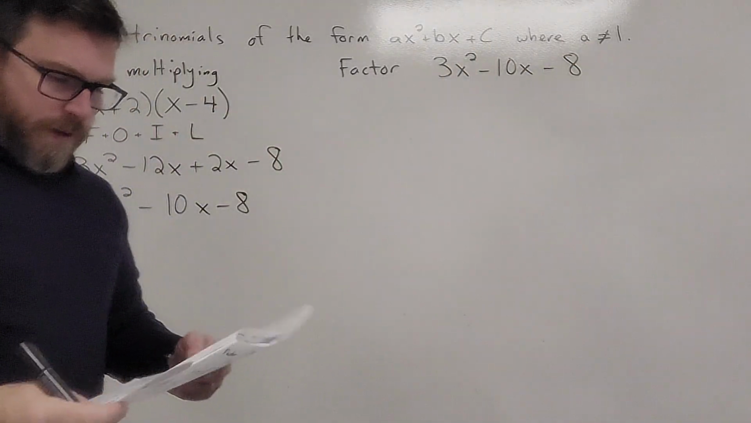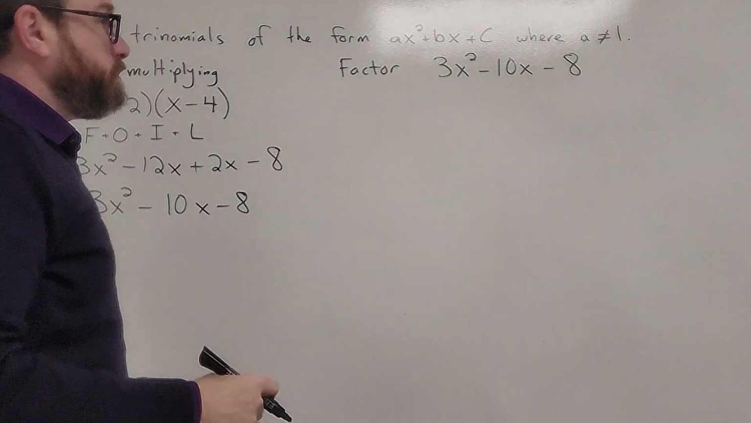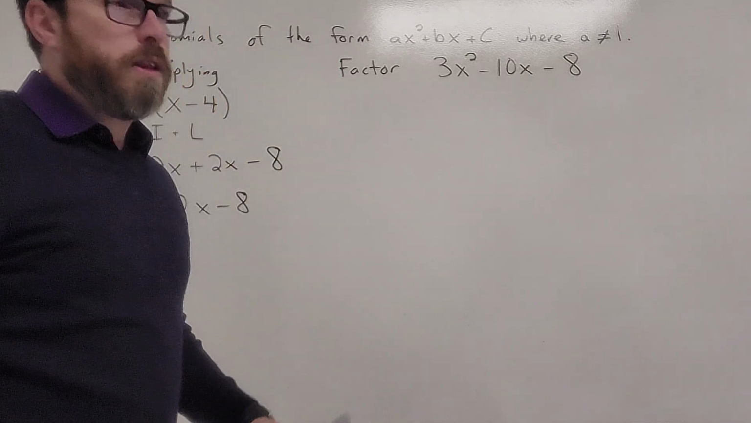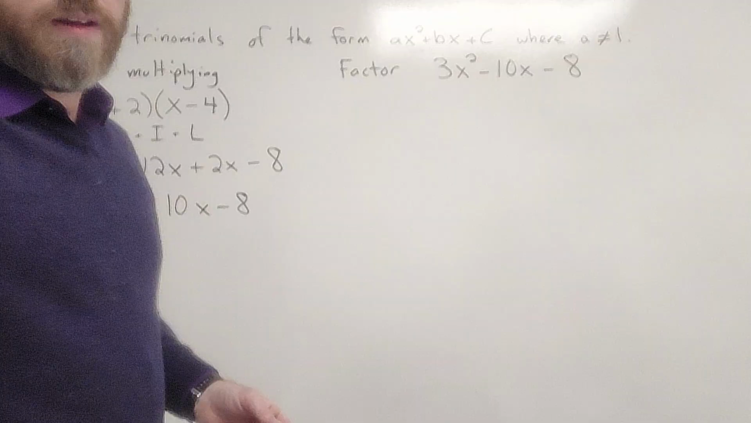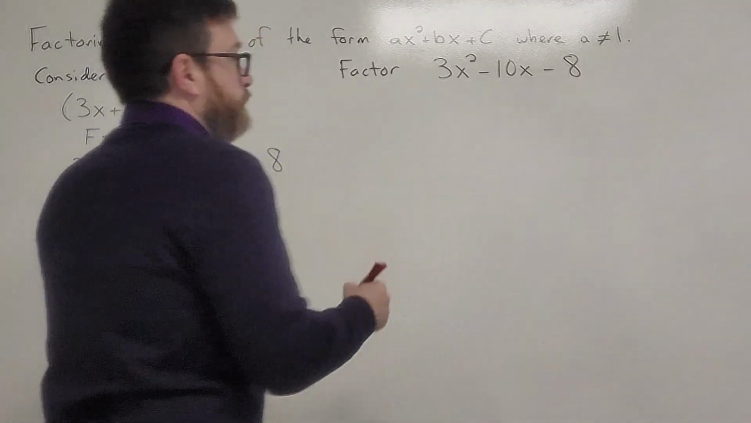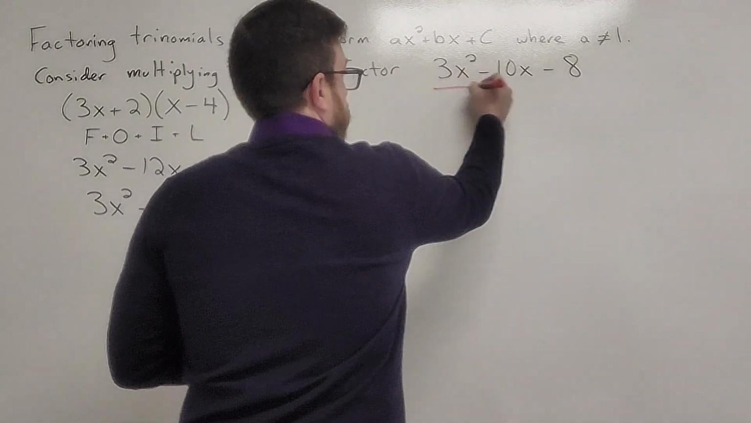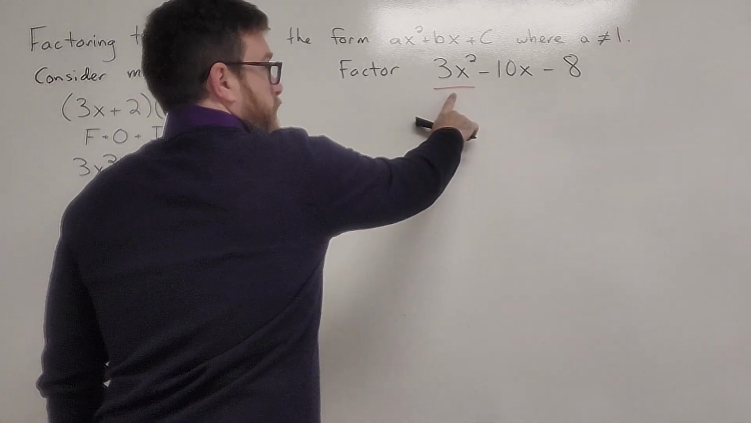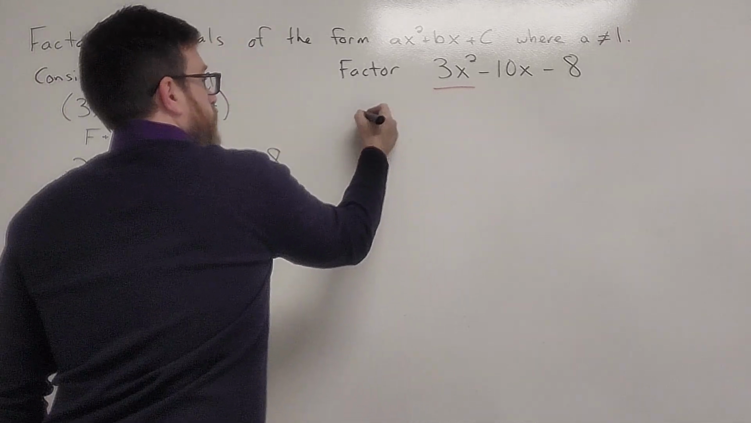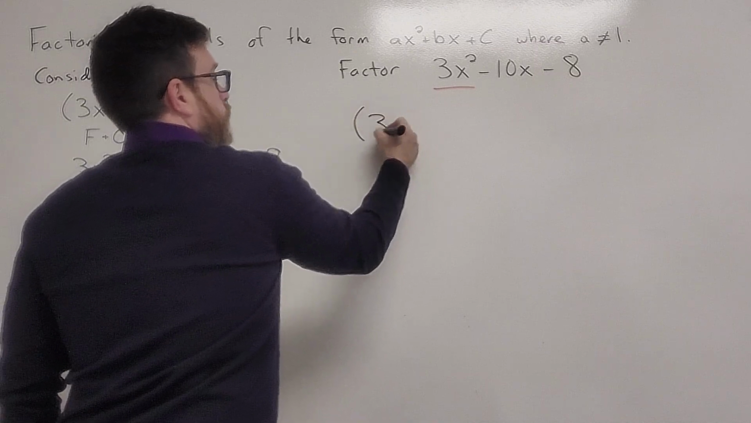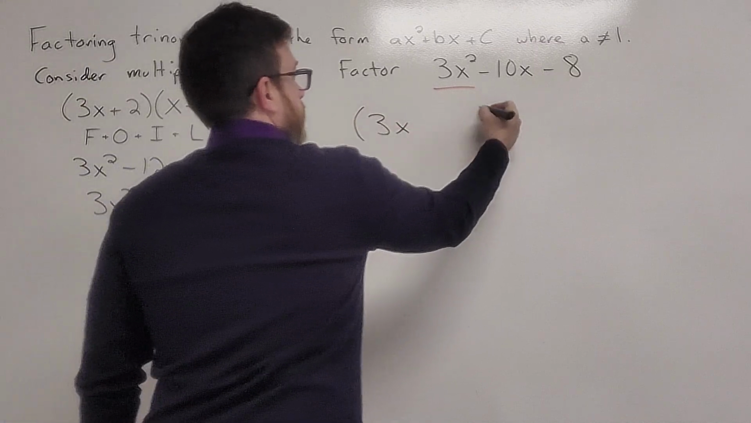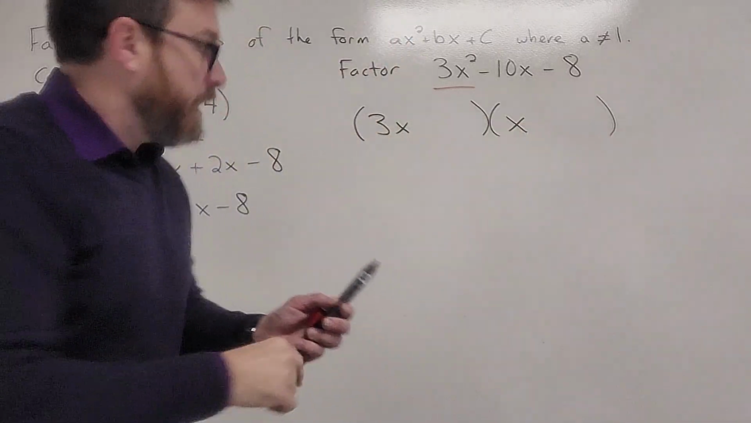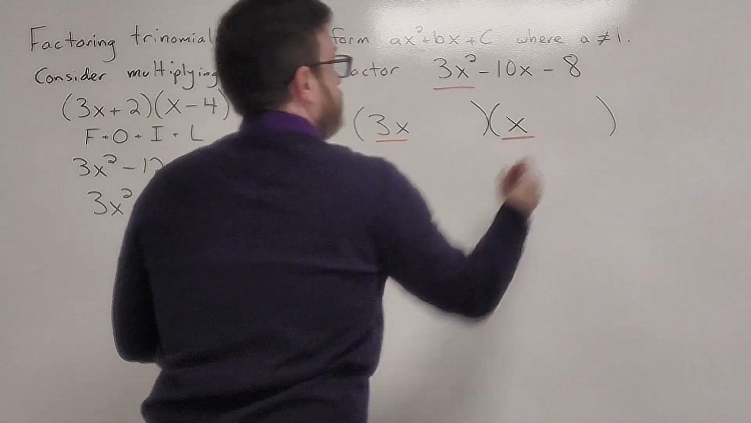Now, in order to factor this, we have to figure out what two binomials are going to make this true. And the way we go about that is to build possible first terms. So I need to know, for the two binomials, what two terms would multiply to be a 3x squared. Now, since 3 is prime, we know the first is going to be 3x and then the second is just going to be an x.